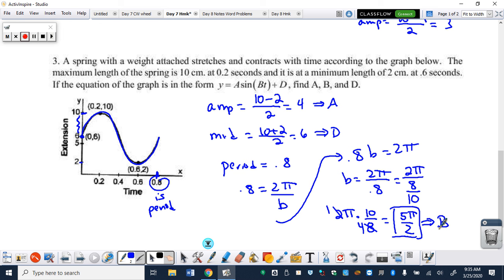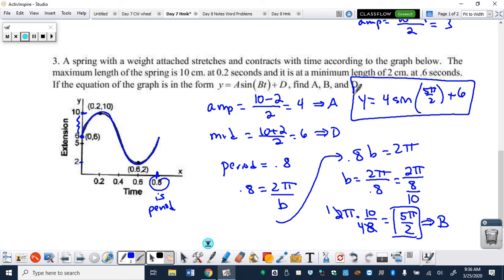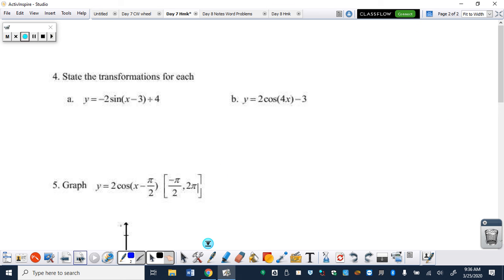So if I wanted to write the entire equation, I can, and we should. So y is equal to, the amplitude is 4, so it's 4 sine of 5 pi divided by 2 t plus 6. And that's a nice ending for that question. On the back, we have a couple problems where we want to state the transformation for each, and then we are going to graph y is equal to 2 cosine x minus pi over 2 for practice.